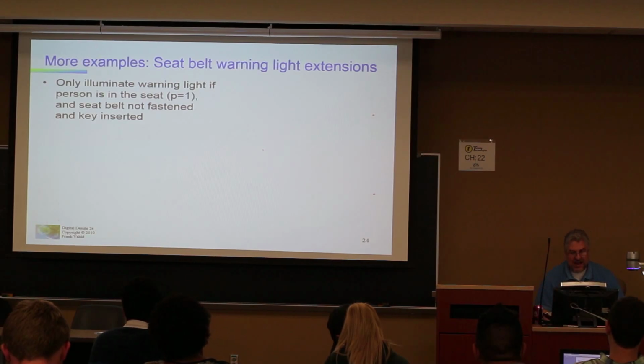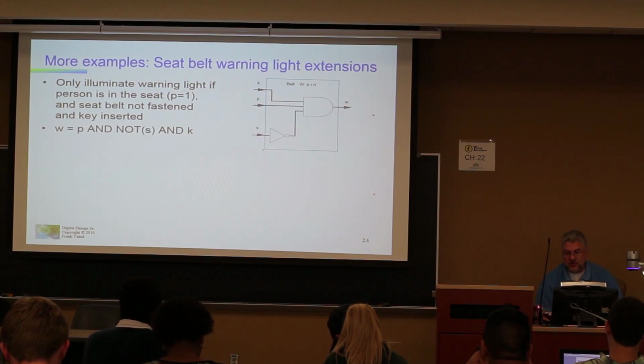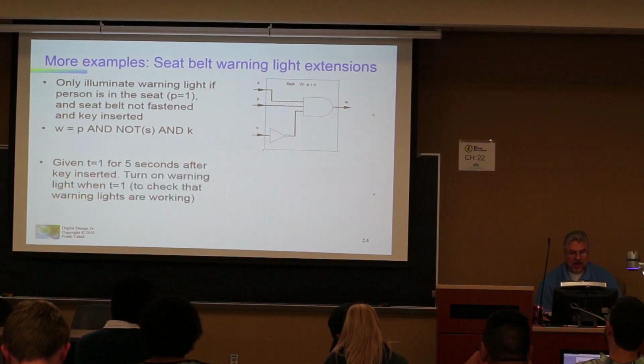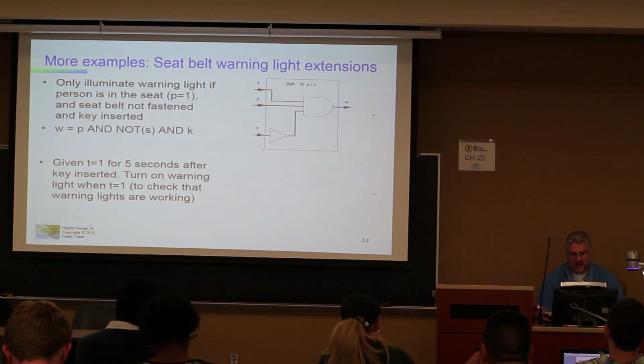All right. So again, only illuminate the warning light if the person is in the seat and the seatbelt is not fastened and the key is inserted. So we'll look at that formula. Now it's three things that we're ANDing together, and we could do that with a 3 input AND gate. All we have to do is add an additional input. And, oh yeah, we're going to also say that we'll only do this 5 seconds after the key is inserted and the car kind of started.